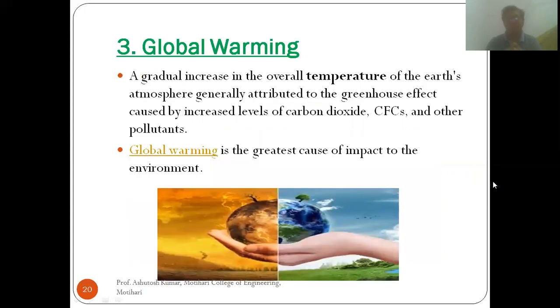Now the third one is global warming. What does global warming mean? Global warming means the gradual increase in the overall temperature of Earth's atmosphere, generally attributed to the greenhouse effect caused by increased levels of carbon dioxide, chlorofluorocarbons and other pollutants. What happens? As I discussed earlier, we have fewer trees on this planet compared to past decades. So more carbon dioxide, more CFC gases, that is chlorofluorocarbons, and other pollutants are entering the environment. Gradually the temperature of Earth's atmosphere is increasing year by year. That is causing global warming, and global warming has the third greatest impact on the environment, which is very severe.